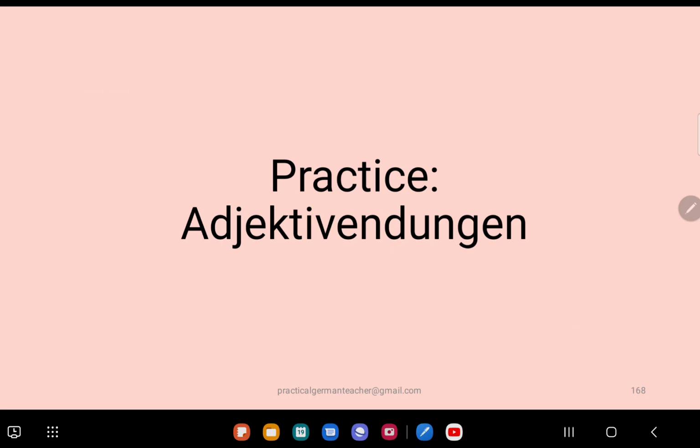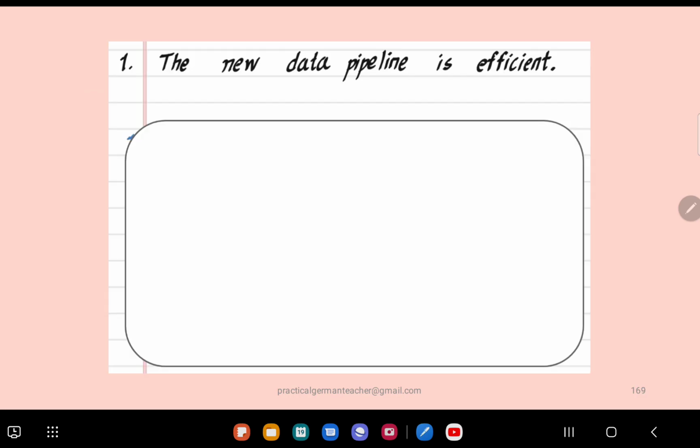Okay, let's practice adjective endings. For this I have purposefully taken examples from my daily life. Why do I do that? So that, for example, here the sentence is the new data pipeline is efficient. If you are a data engineer or someone working in the data field, you will be hearing this sentence more often. So whenever you learn something in German, try to frame sentences relevant to your daily life. Don't try to frame sentences which you will never use. For example, the man is wearing a shirt. When are you ever going to say this? So try to write examples which you can use in daily life.